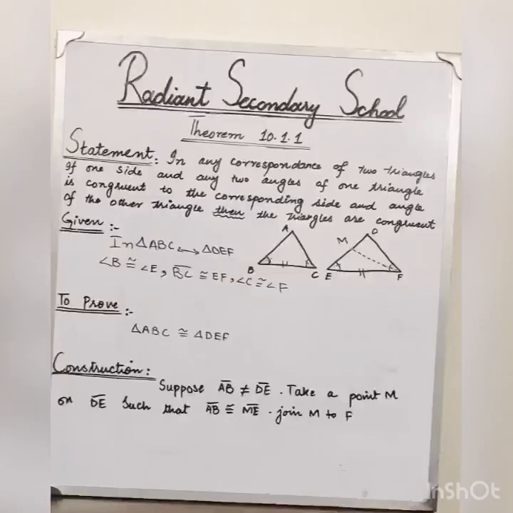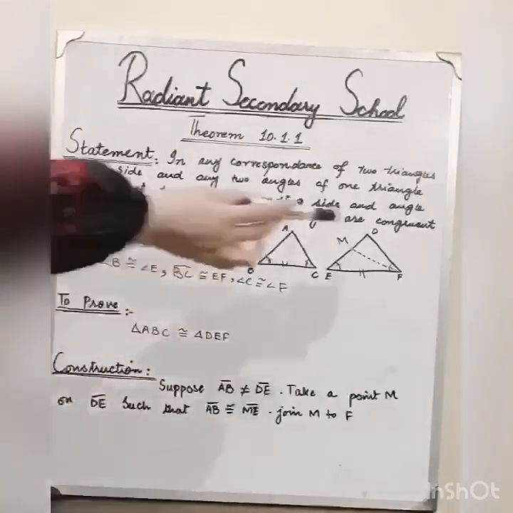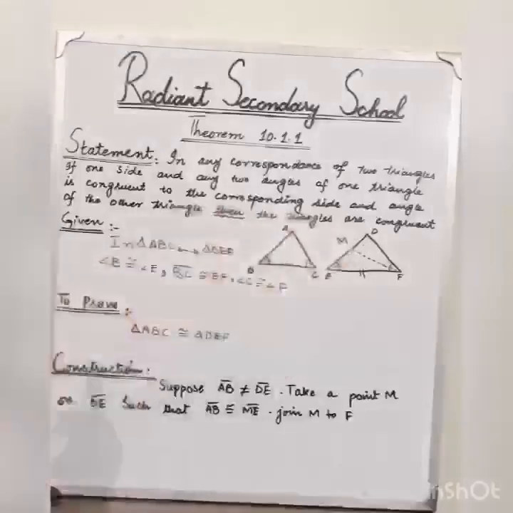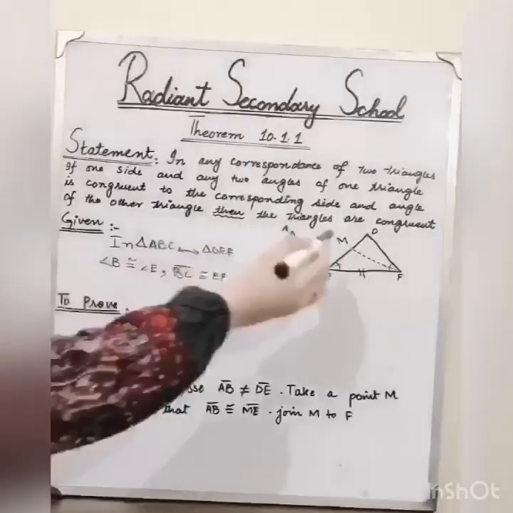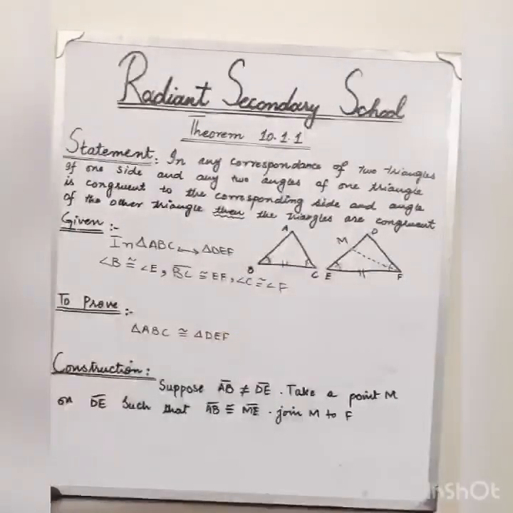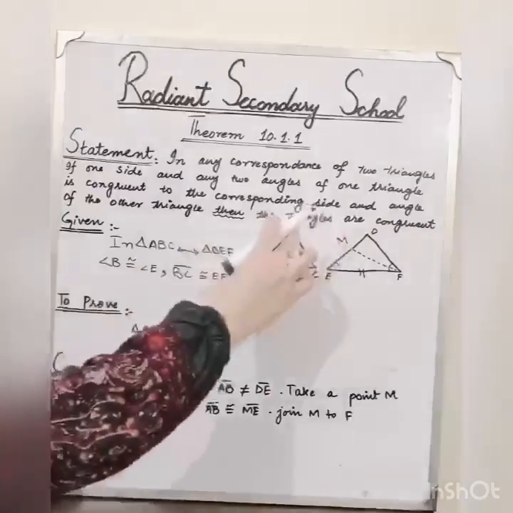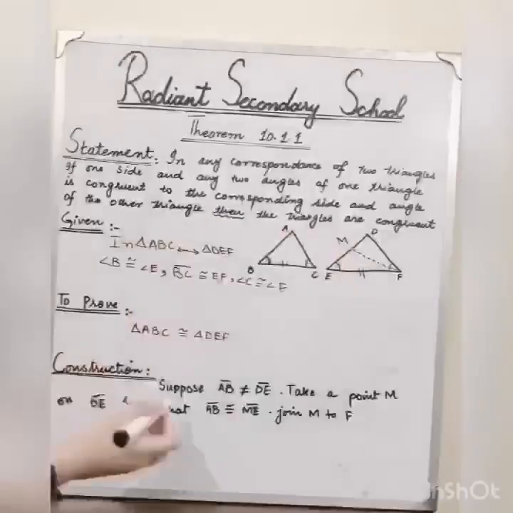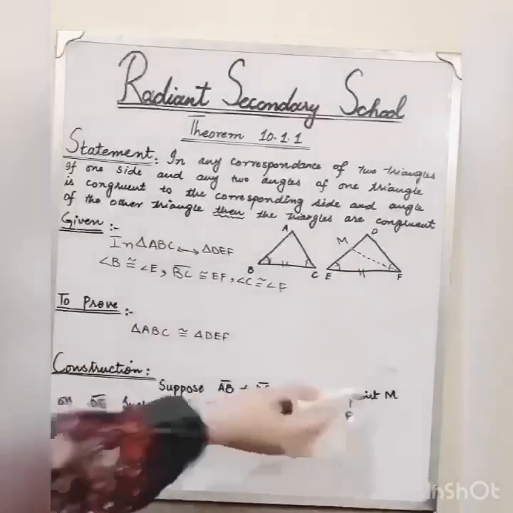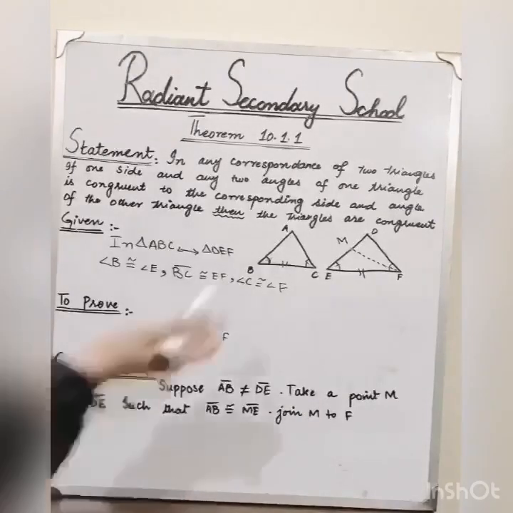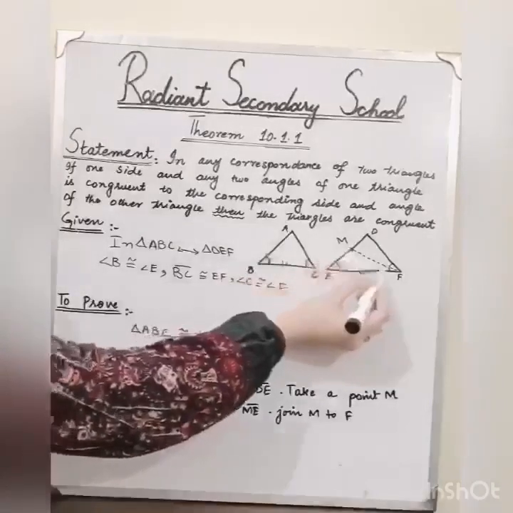In the construction we write: suppose that this length AB is not congruent to this length DE. If this length is not equal to this length, what we will do is take a point M on side DE such that AB is congruent to ME. Then we will join point M to point F.